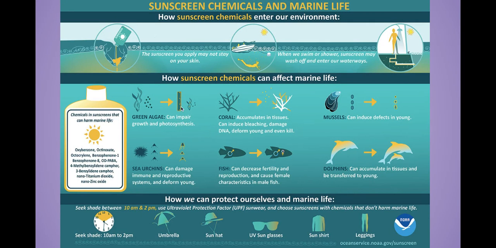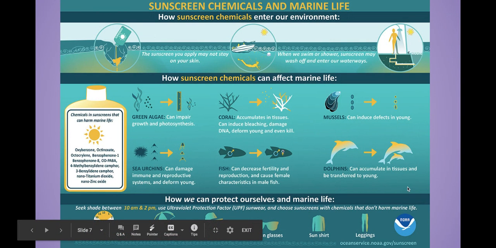For example, in green algae, it's going to block the ability of green algae to do photosynthesis. In sea urchins, it's going to damage the immune system and reproductive system. In coral reefs, in any kind of different organisms, it's going to have an effect.